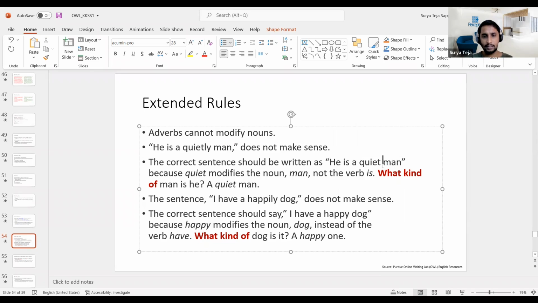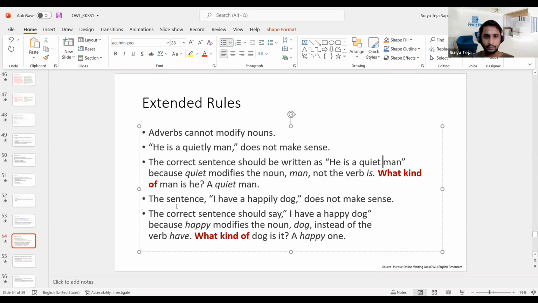This is how the sentence should be, because it is answering the question, what kind of man is he? A quiet man, or is he a very aggressive man or something. So it is basically answering the question, what kind of man this person is. So the correct sentence is, he is a quiet man, not quietly. So you have to remove the ly, changing it from adverbial form to adjective form.